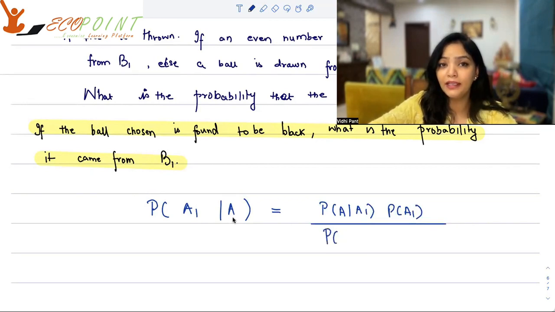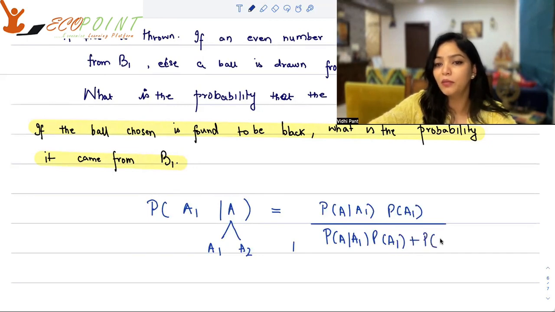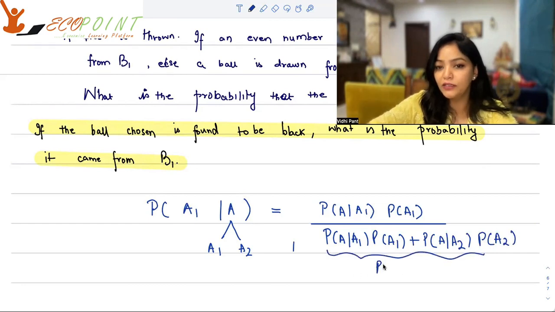Now probability A: you can get the black ball when A1 occurs or A2 occurs. In both scenarios, you can actually get the black ball, and that is why you are using the concept of total probability here. So probability of A given A1 into probability A1, plus probability of A occurring given that A2 occurred, into the probability attached to A2 occurring. This entire thing, the denominator that you see here, is probability A, the total probability.